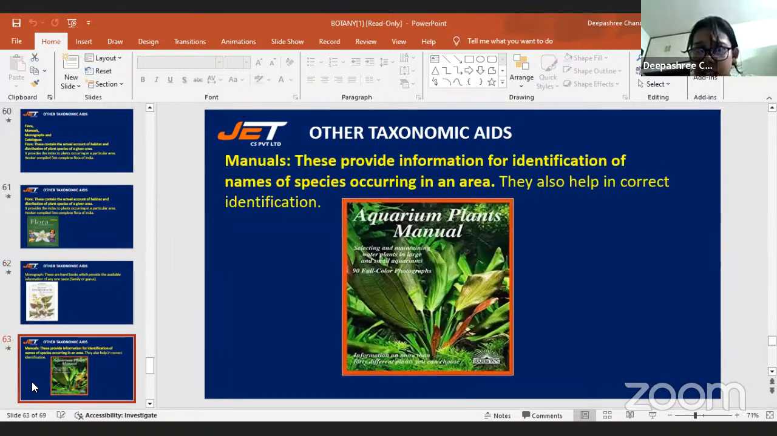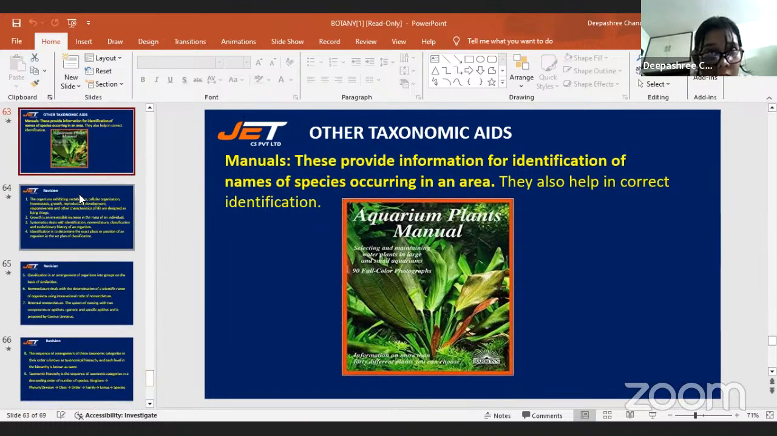Other taxonomic aids are the manuals. These provide information for identification of names of species occurring in an area and their correct identification. Okay, so that's all for the entire chapter, The Living World.